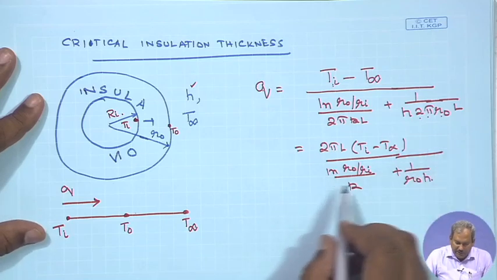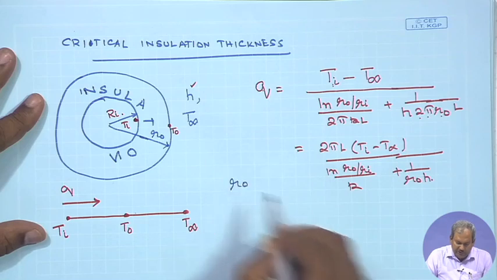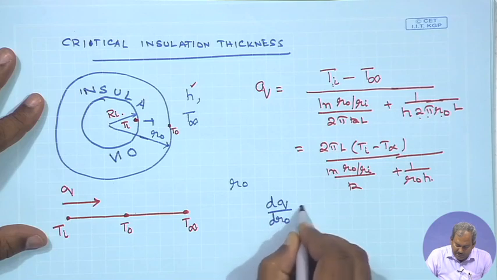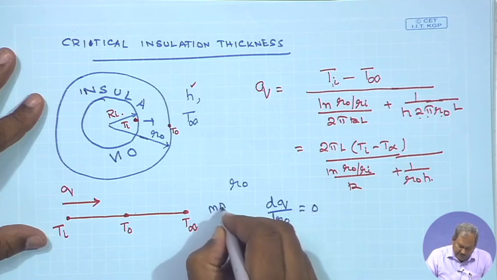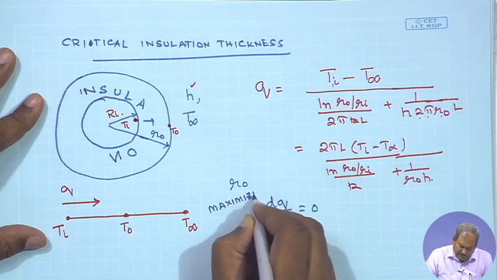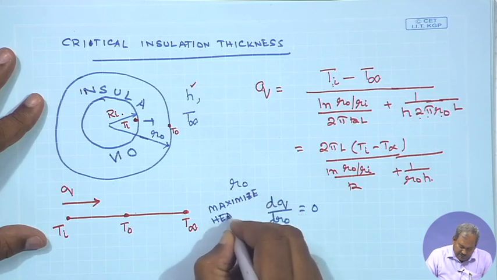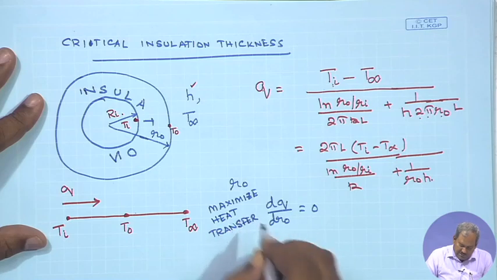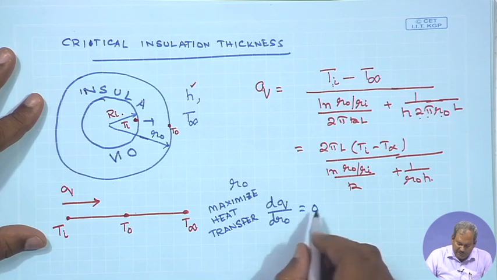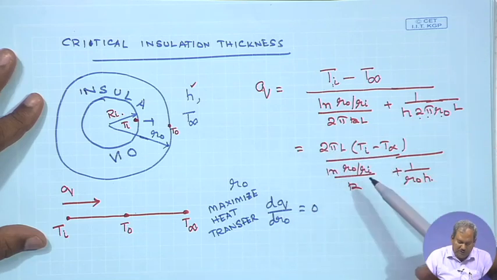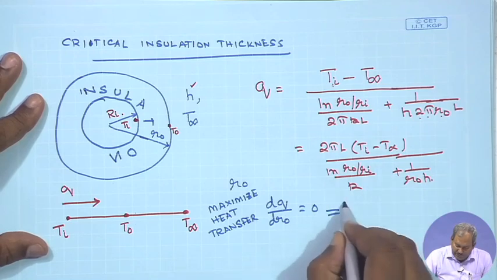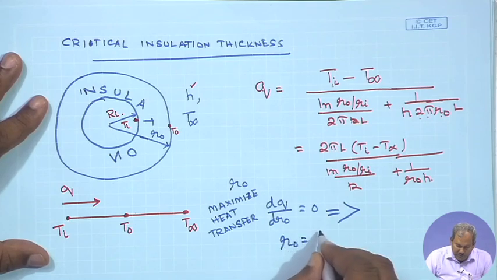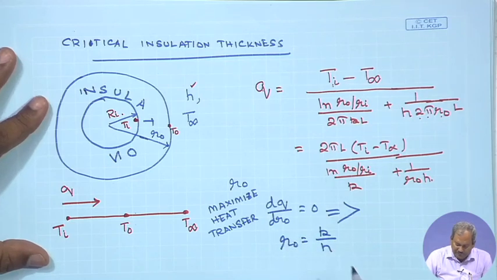In order to evaluate the radius of the insulation, R_o, that would maximize heat transfer, dQ/dR_o must be equal to 0. So, this is to maximize heat transfer with respect to the thickness of insulation. If you put dQ/dR_o equal to 0, I will not do this math, you can do it on your own, what you would see is R_o equals k by h.